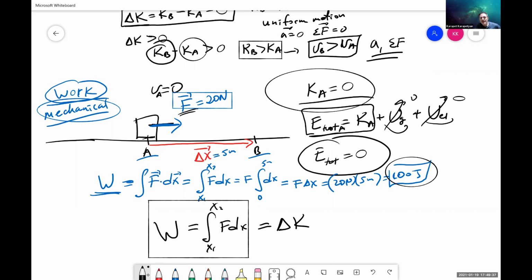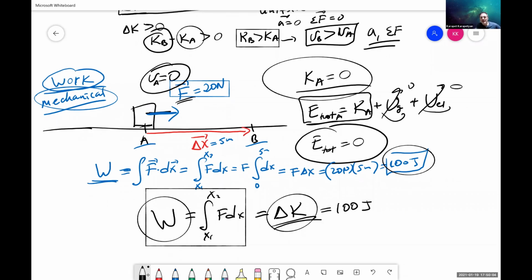Because if the object is at rest at point A and you apply force, then you are basically making it move. And if you push it all the way to point B, then you're changing its kinetic energy. So as you change kinetic energy, how much the kinetic energy changes exactly equals how much work you will do. That means you can say delta K here is equal to 100 joules.